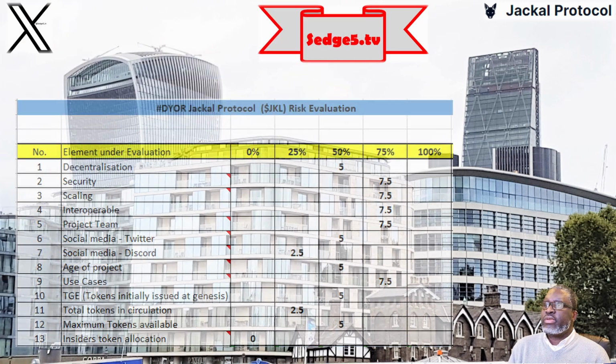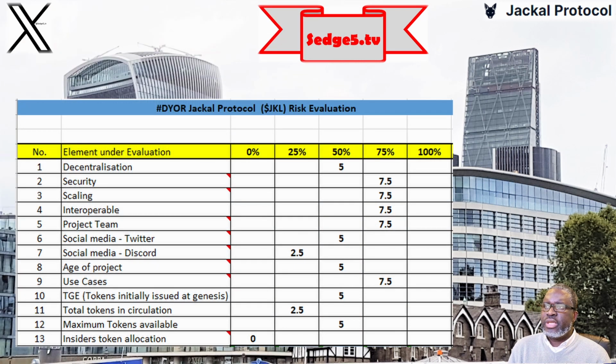So starting with decentralization, 5 points out of 10, on security, 7.5 points out of 10, on scaling, 7.5 points out of 10, interoperability, 7.5 points out of 10, the project team, 7.5 points out of 10, social media presence via Twitter, it's 5 points out of 10, and via Discord, 2.5 points out of 10, age of the project, 5 points out of 10, project use cases, 7.5 points out of 10, total tokens issued at project launch, 5 points out of 10, tokens in circulation at the time of recording, 2.5 points out of 10, maximum tokens available, 5 points out of 10, insider token allocation, it's way above our threshold of 35%, therefore, we are going to give JKL protocol 0 points out of 10.